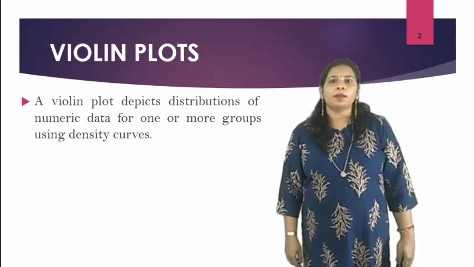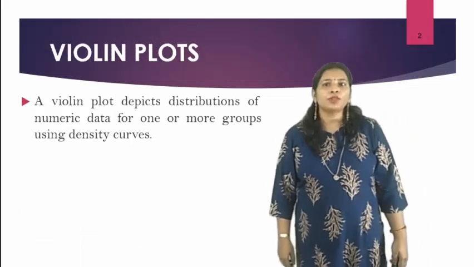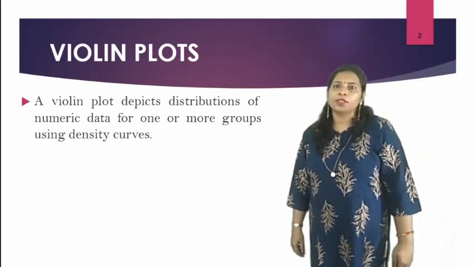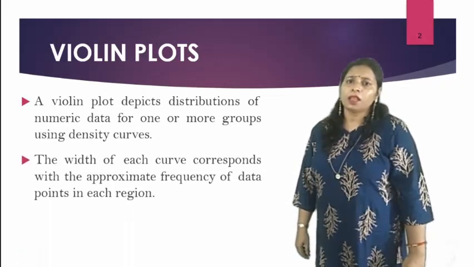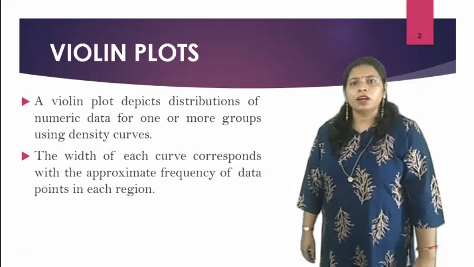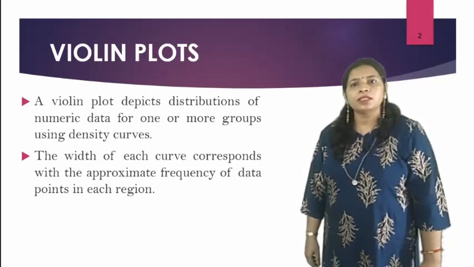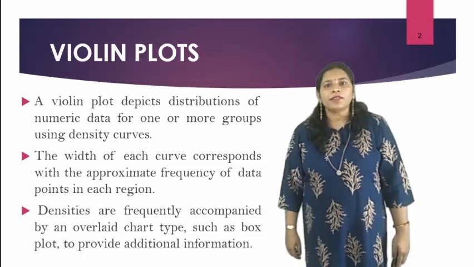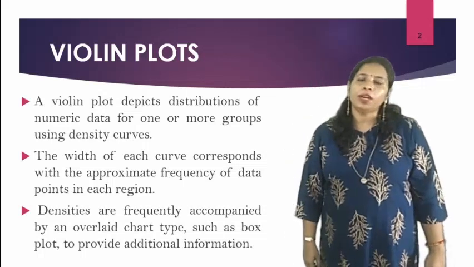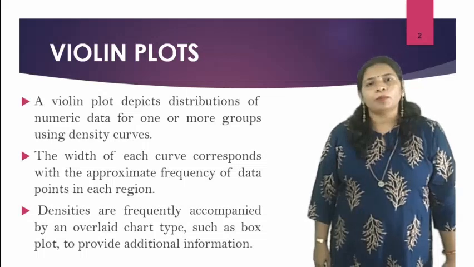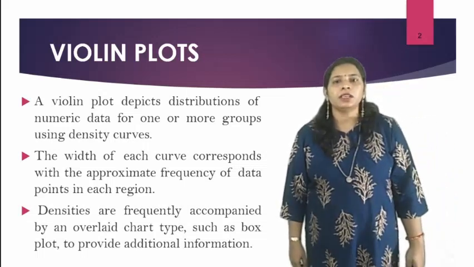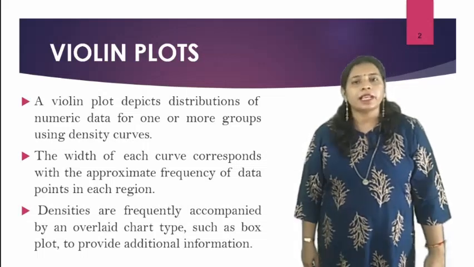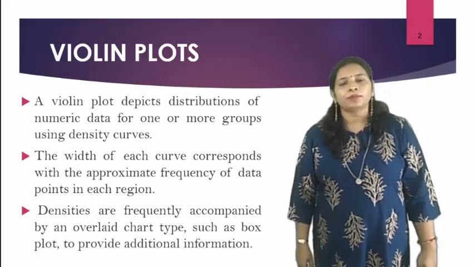Violin plots basically depict the distribution of numeric data for one or more groups using density curves. The width of each curve corresponds with the approximate frequency of data points in each region. Densities are frequently accompanied by an overlaid chart type such as the box plot to provide additional information. We can also say that the violin plot is an extended version of the box plot.